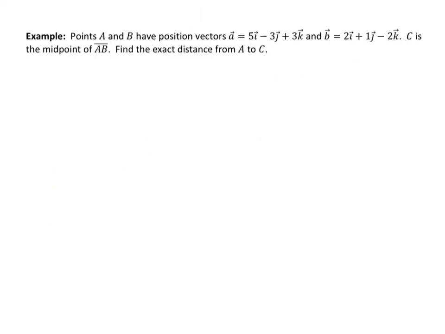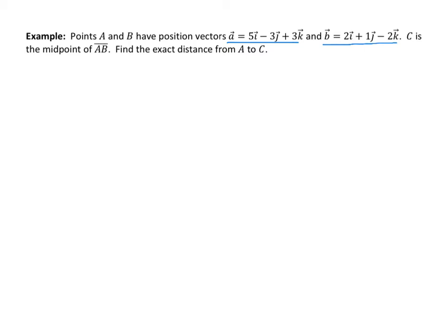So in this example, you're told about points A and B, which have position vectors A and B. And you're told then that C is the midpoint of AB, and they want you to find the exact distance from A to C. So I'd like you to pause the video for a moment and think about what you think a good strategy for this problem would be.